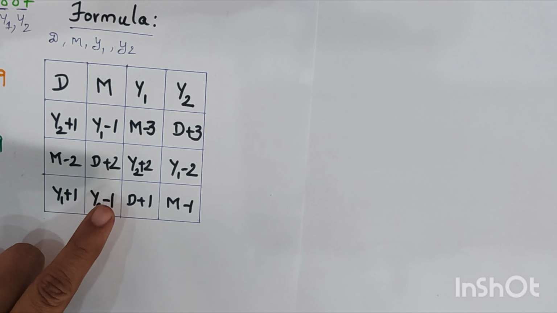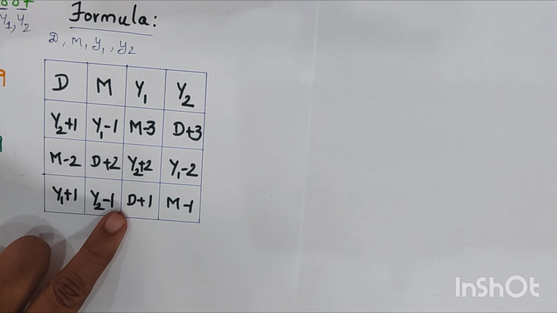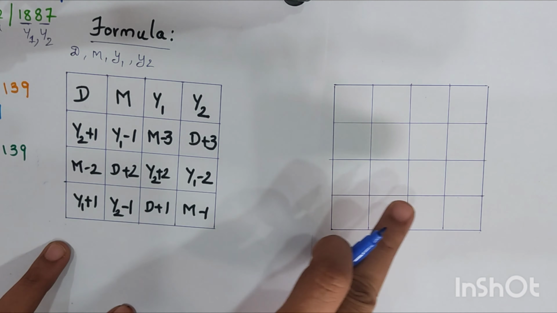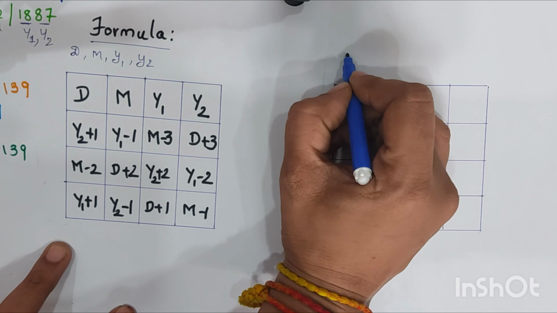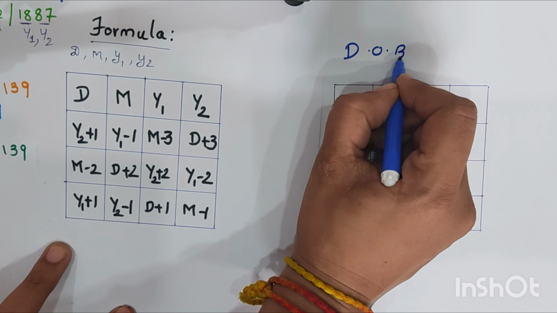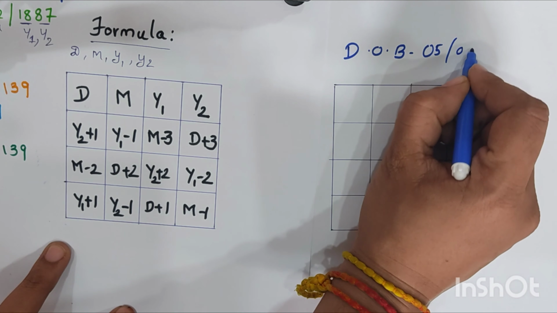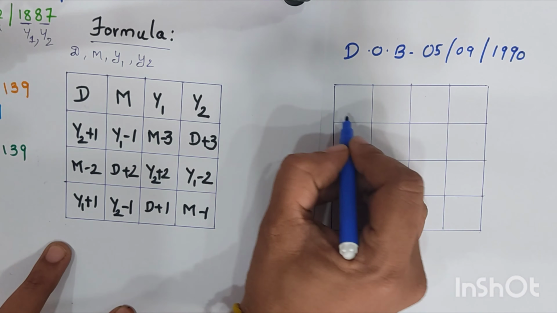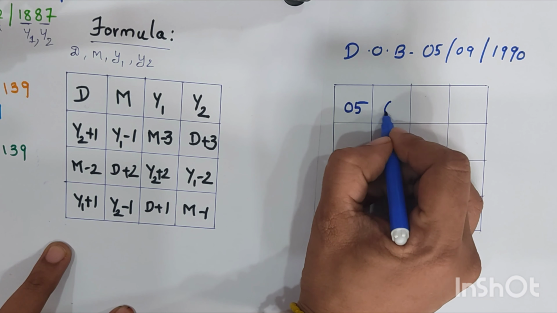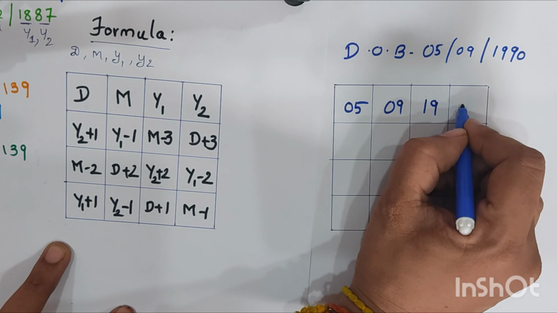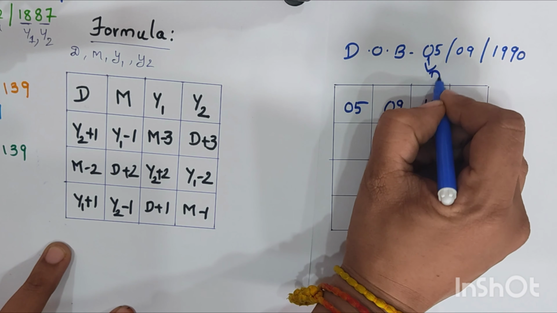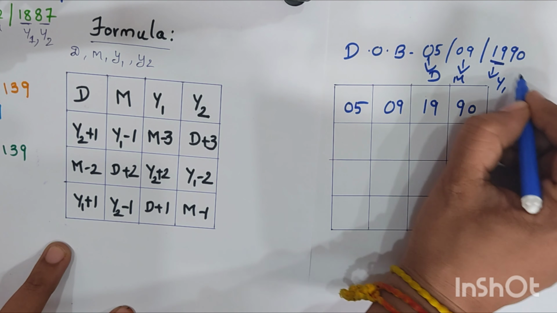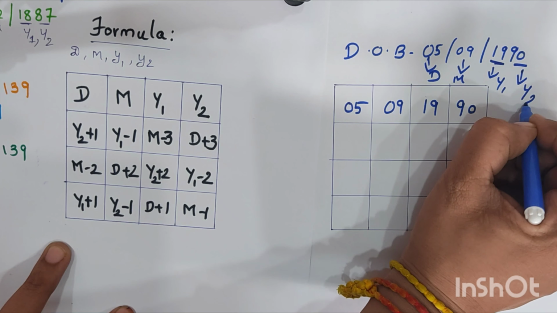Now we will create our own magic square by using this formula box. First of all we take a date of birth, for example 5, 9, 1999. We are taking this date of birth as an example; you can also copy this formula and create your own magic square. So first column: date, month, y1, y2. The date is 5, the month m is 9, y1 is the first 2 digits of the year and y2 is the second 2 digits of the year.